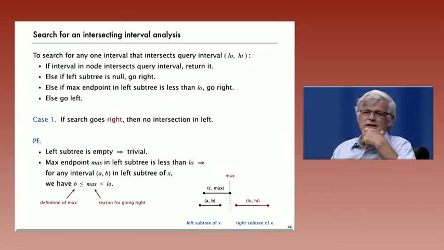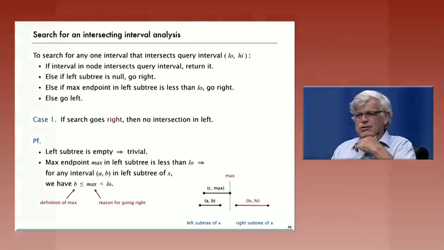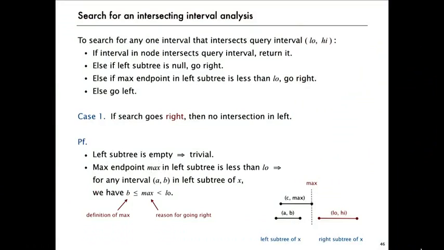So let's look at the cases that could happen. First thing is, if the search goes right, then there's no intersection in the left. And it's easy to convince ourselves of that just from what we did in the demo. Of course, if the left subtree is empty, there's no intersection there. But if the max endpoint in the left subtree is less than low, that means every interval in the left subtree has a max endpoint less than low, and so therefore it can't intersect. So if you go right, there's no intersection in the left. Any possible intersection would have to be in the right.